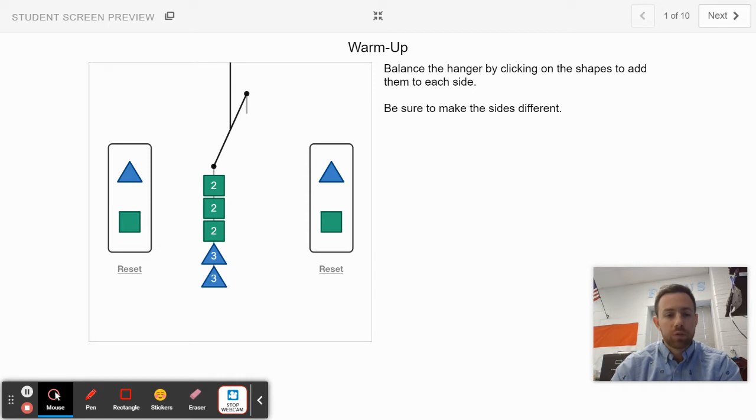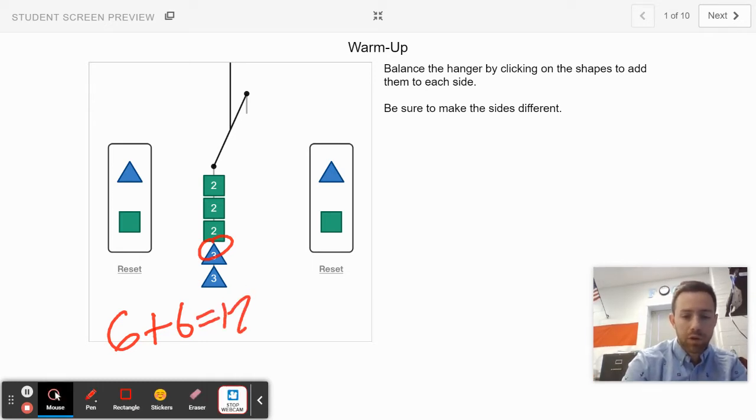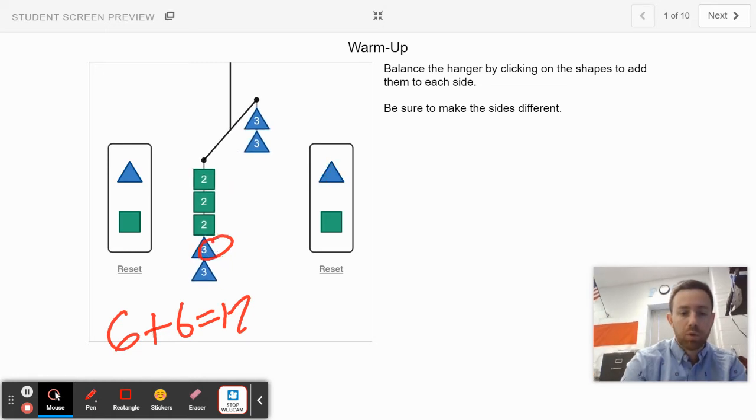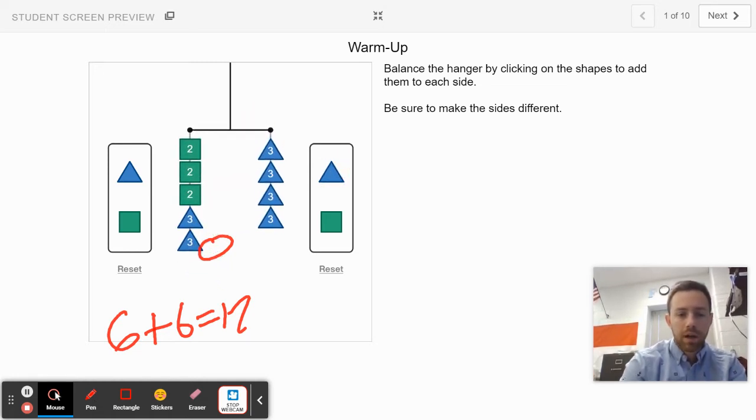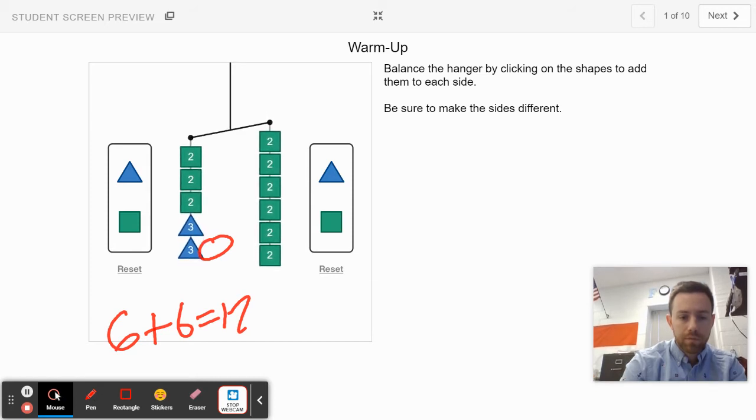Awesome job. Hopefully you're able to see at least one combination here. I noticed that with the hangers I had 3 squares, and the squares are each worth 2. I knew 3 times 2 was 6. And then I had 2 triangles, and the triangles are both worth 3. 3 plus 3 is 6. So I knew I had 6 plus 6 is a total weight there. That's 12. One way I knew I could balance them, I knew I could use 4 triangles to balance it because 4 times 3 is 12, right? Another way to balance it would be to use 6 squares, because 6 times 2 is 12.